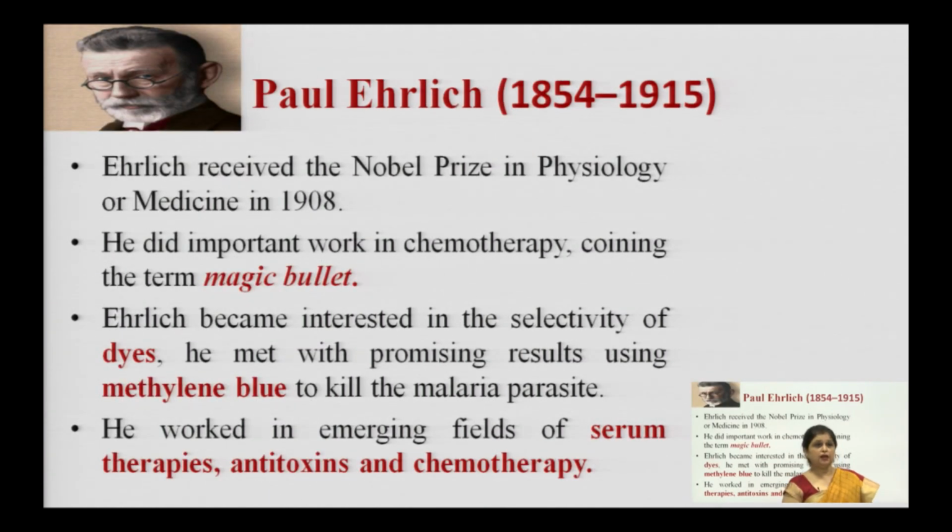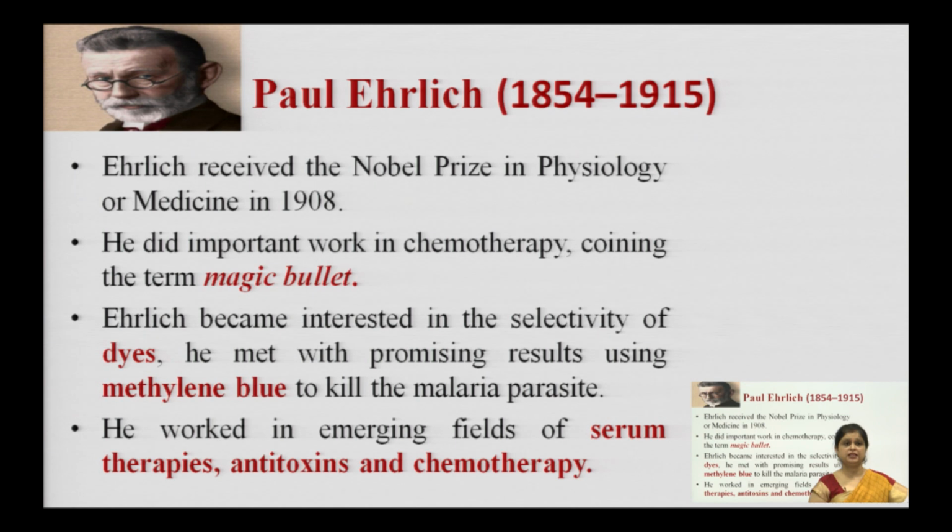After that came the scientist named Paul Ehrlich. Paul Ehrlich was a scientist who got a Nobel Prize for medicine. He is known as the father of chemotherapy. He was able to find chemical agents which can act as a magic bullet, which can cure patients with the help of chemicals.